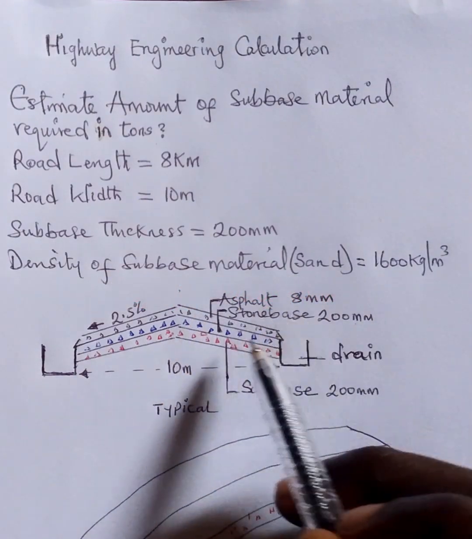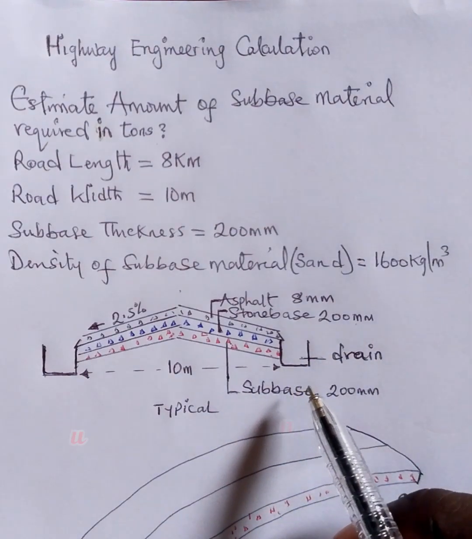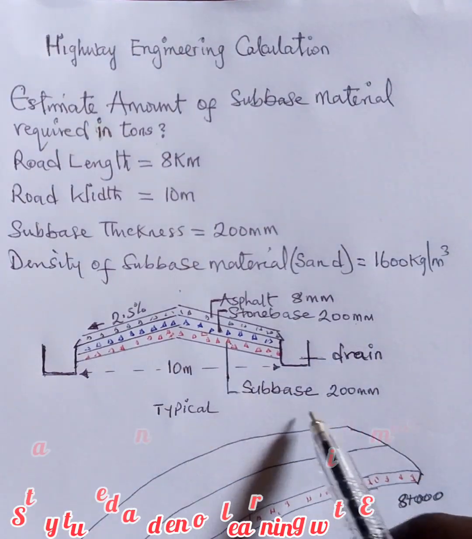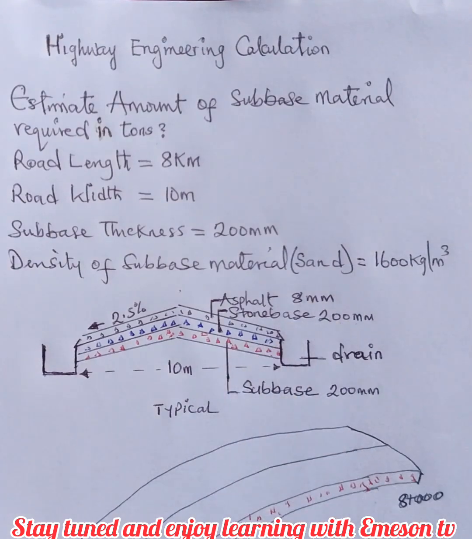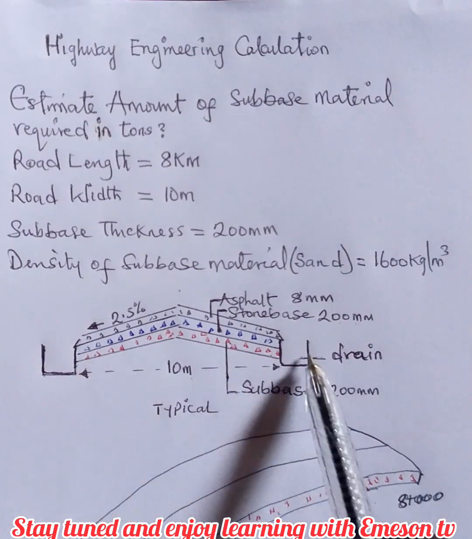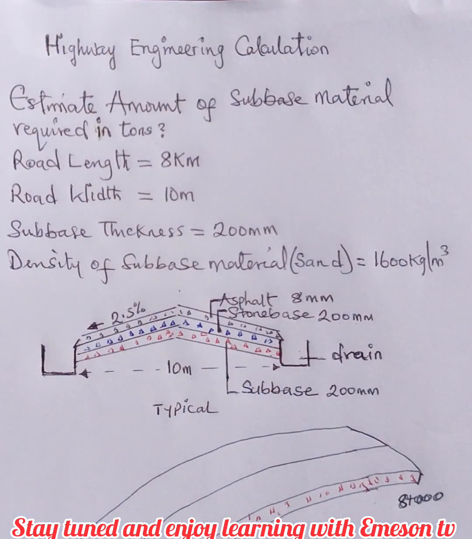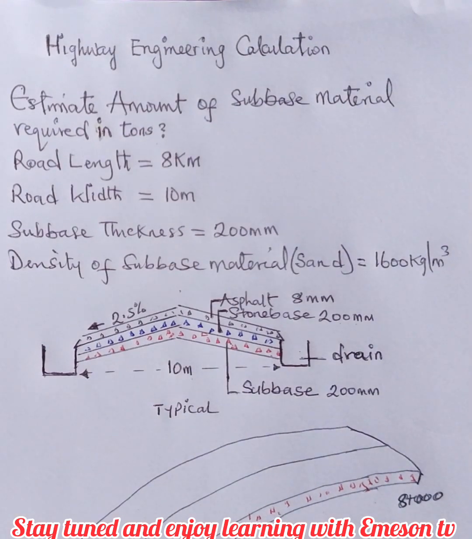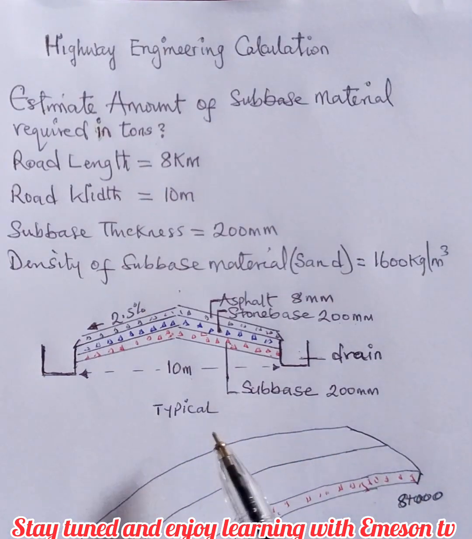So this top layer is asphalt, followed by the stone base, as the base course, and the sub-base, which is 200 mm. So the width of the road is 10 meter. These are drains, 2.5% slope. So we're going to solve this problem treating the sub-base like a flat shape, because a 2.5% slope is more or less like a flat shape.